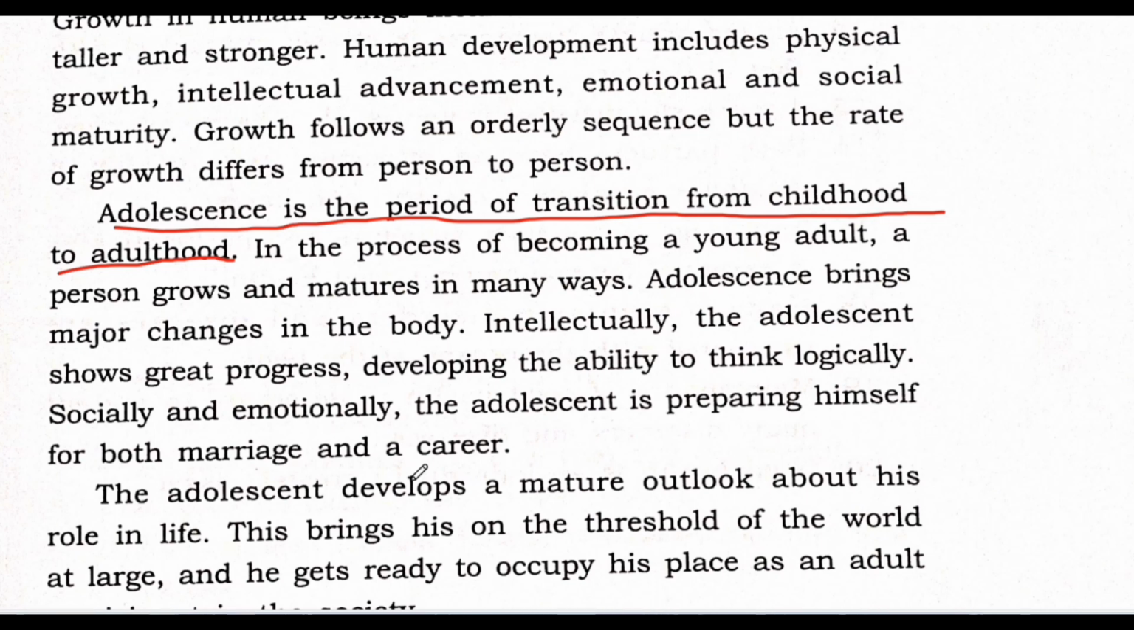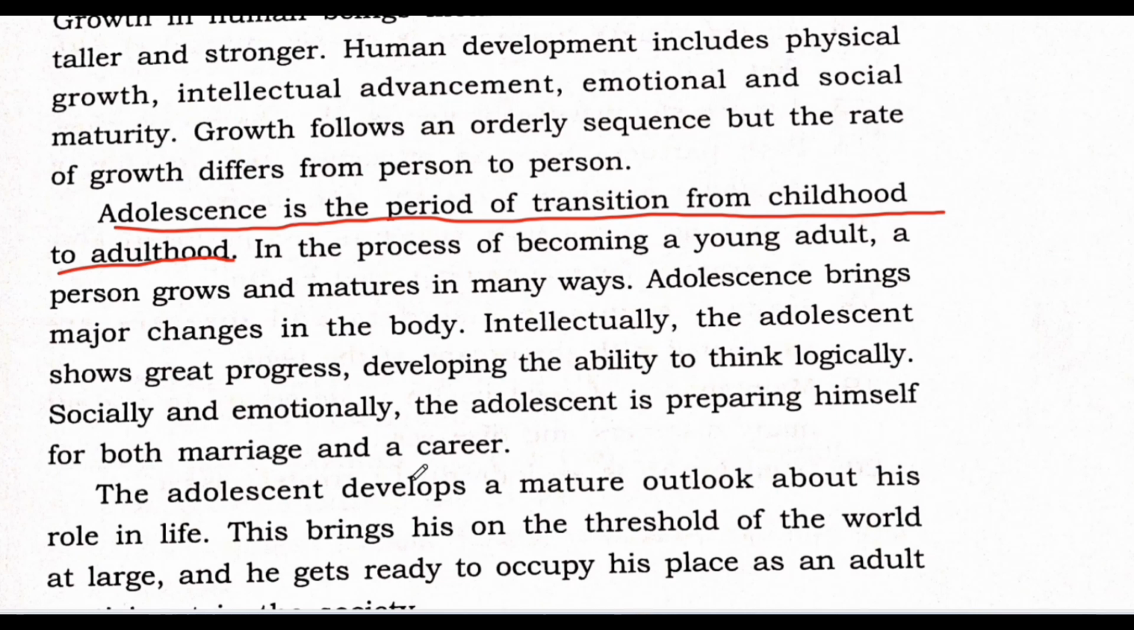So what is adolescence? All the children studying in school, they are teenagers, right? They are adolescents. Adolescence is a period of stress and storm. Stanley Hall says that adolescence is a period of stress and storm, which means there are drastic changes taking place inside the child. Physically the child is developing, emotionally the child is developing, cognitively the child is developing, and socially the child is developing.